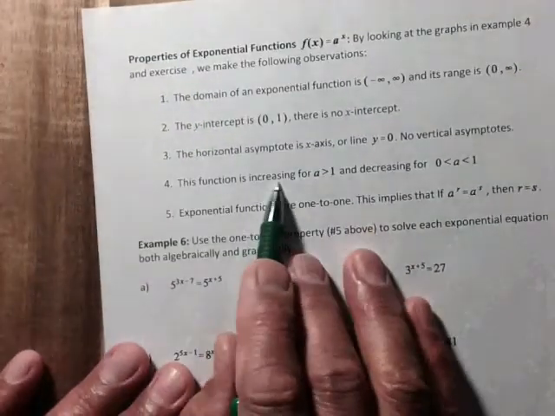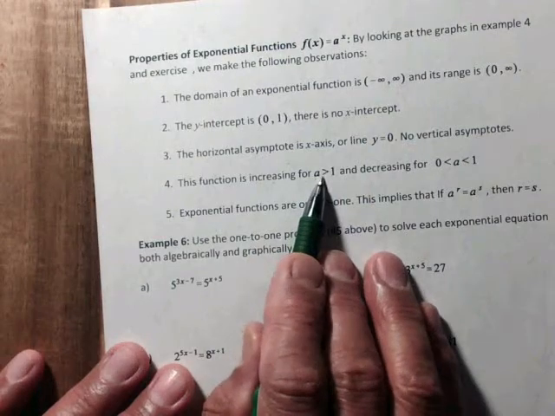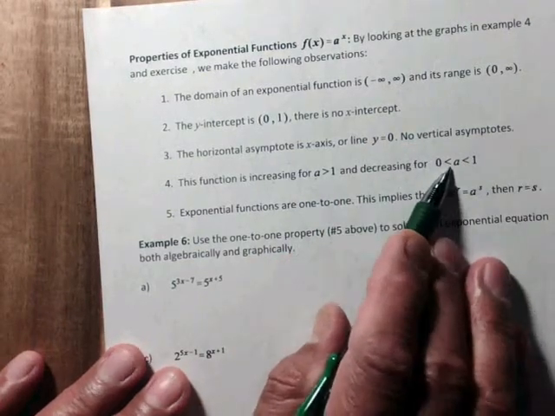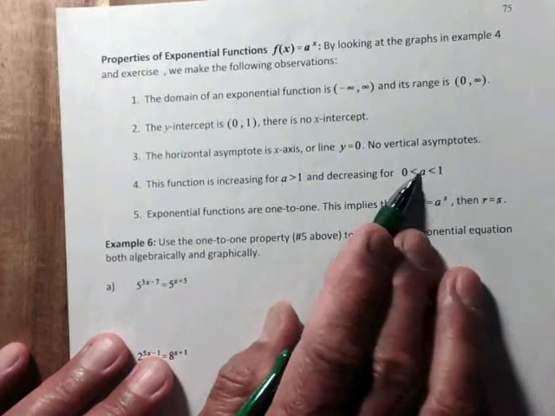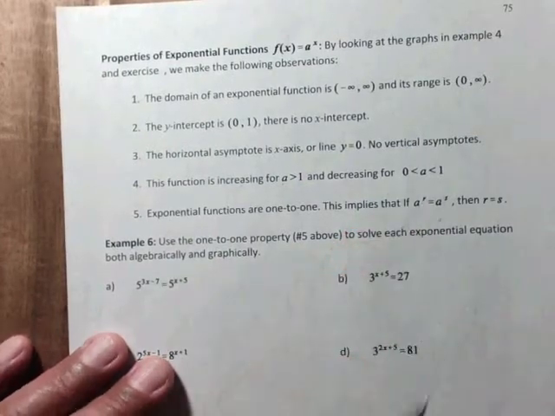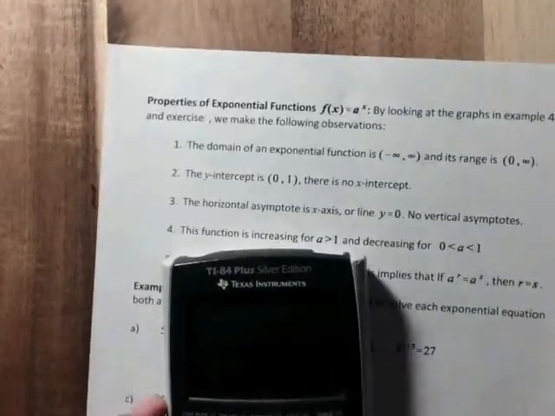So the function is increasing for a bigger than 1 and decreasing for a between 0 and 1, for a less than 1. It cannot be negative. You see? So in fact, let me just show you one here.